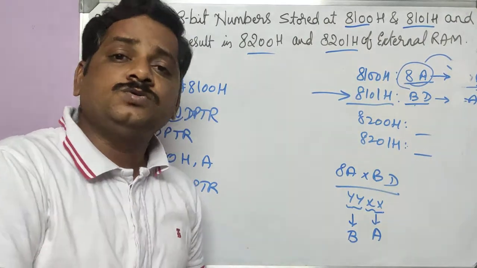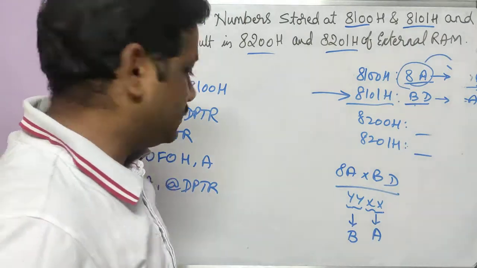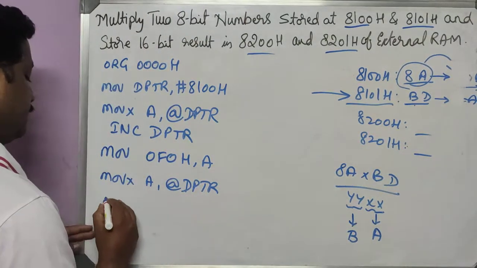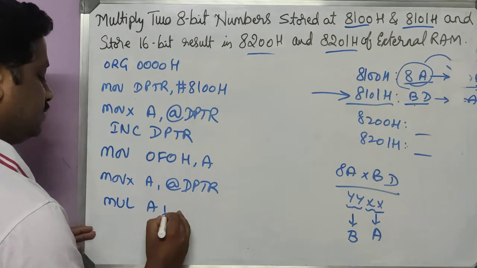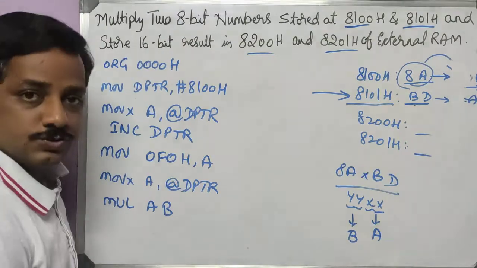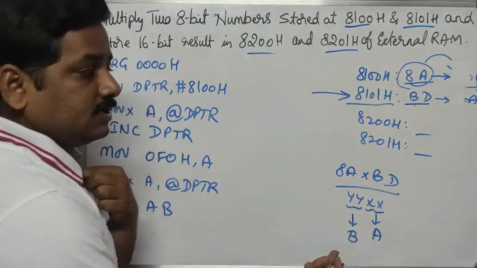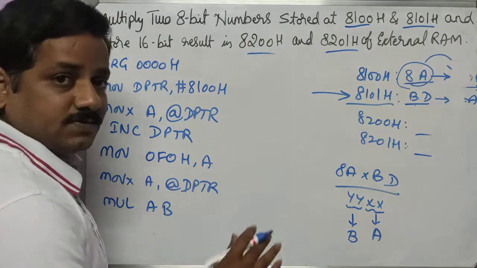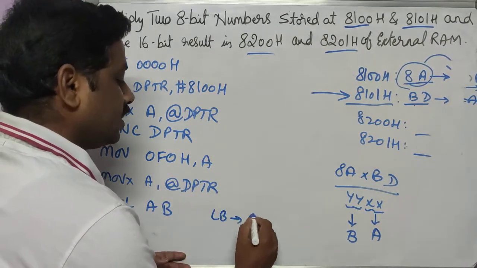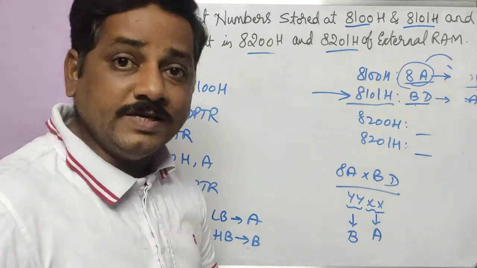1 into 2 or 2 into 1, you will get the same answer. A into B or B into A will give the same answer. So you can do it like this. So we got 1 and 2, both the information, in the registers. Now you can use the multiply instruction like this. MUL AB. It will multiply those two data, A and B, both multiplied together, and the result will be stored automatically. So where will the result be stored? The lower byte will be stored in accumulator and the higher byte will be stored in register B.